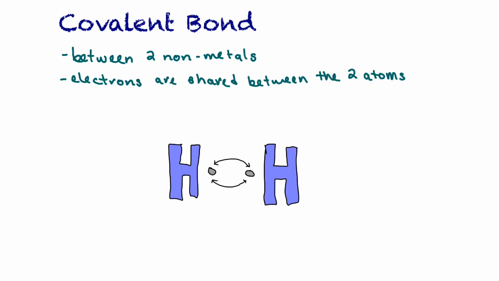Now, a covalent bond occurs between two nonmetals, and in this case, electrons are shared between the two atoms. If you look here, we have two hydrogen atoms, and they're sharing their electrons. Each of them has one valence electron, and if you remember, hydrogen only has one valence shell, so the first shell only holds 2 electrons. So each of them is looking for just one more electron to fill its ring. So they're going to come in close proximity to each other and then share their electrons with one another, and that forms a covalent bond.